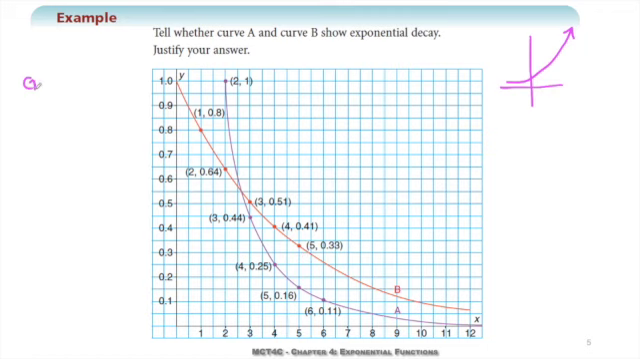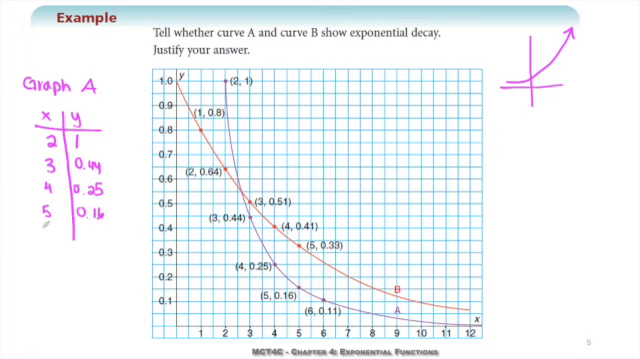So let's look at graph A. Let's create a table of values for it. So your x's and your y's. Graph A is the purple one. So let's start at 2, 1. The next one is 3, 0.44, 4, 0.25, 5, 0.16, and 6, 0.11.